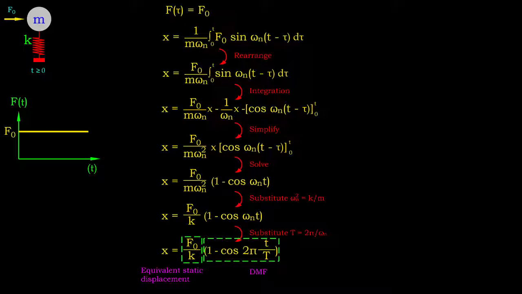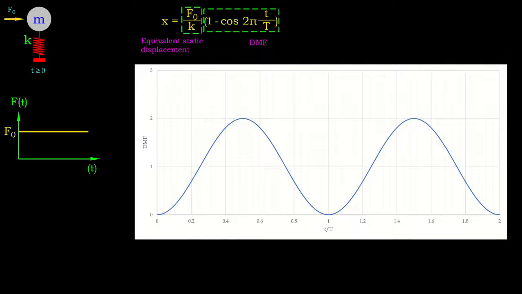The upper limit of the integral should remain as variable t, since we are interested in finding the displacement response at any instance. From a series of operations, we express the function x in terms of static displacement amplitude and DMF. Let's replace the natural frequency in our expression with 2 pi over period.